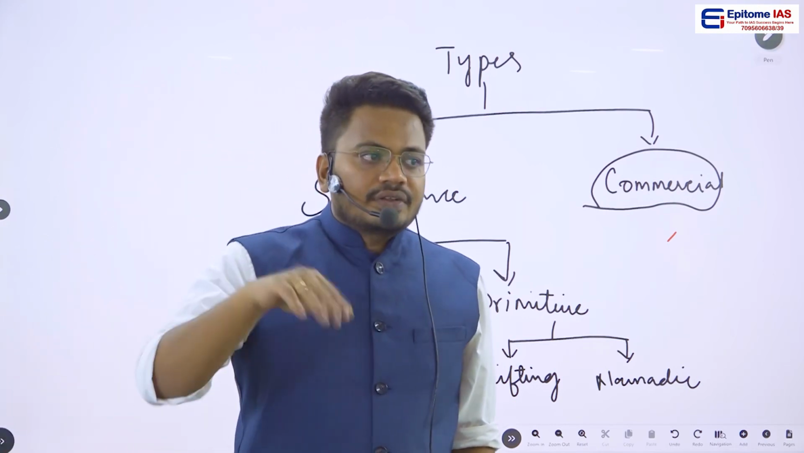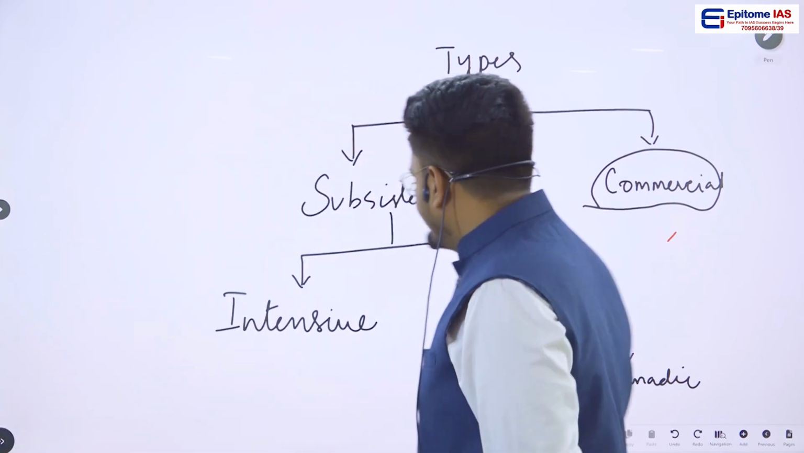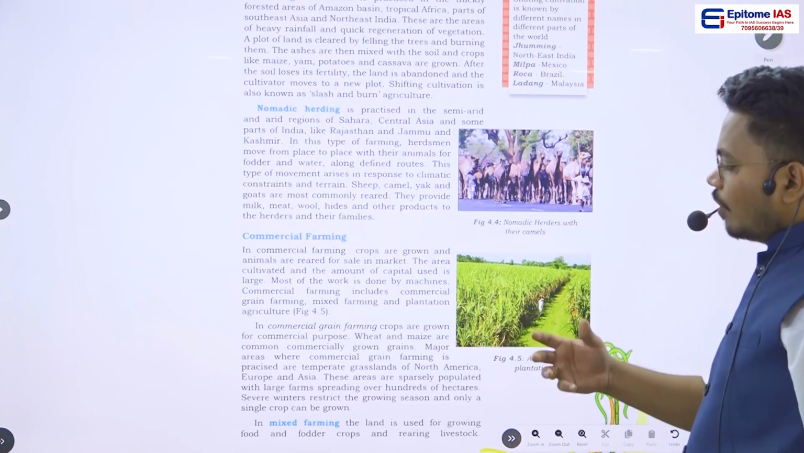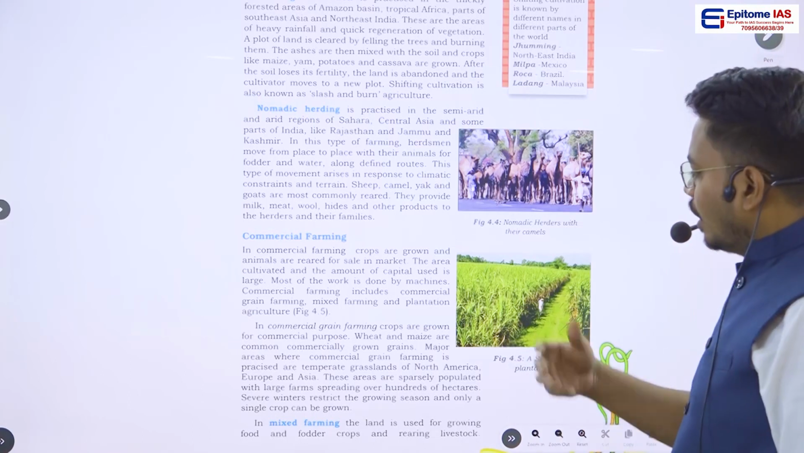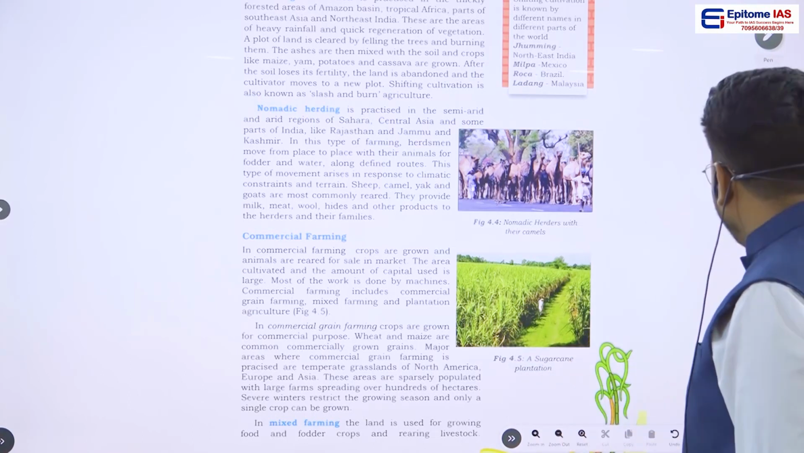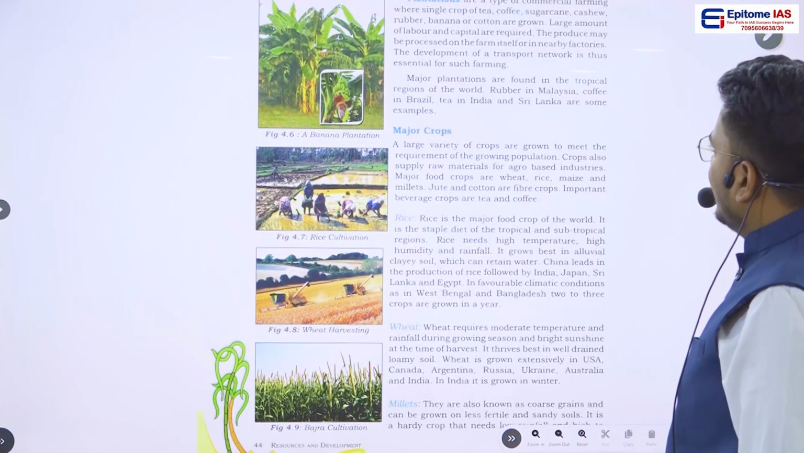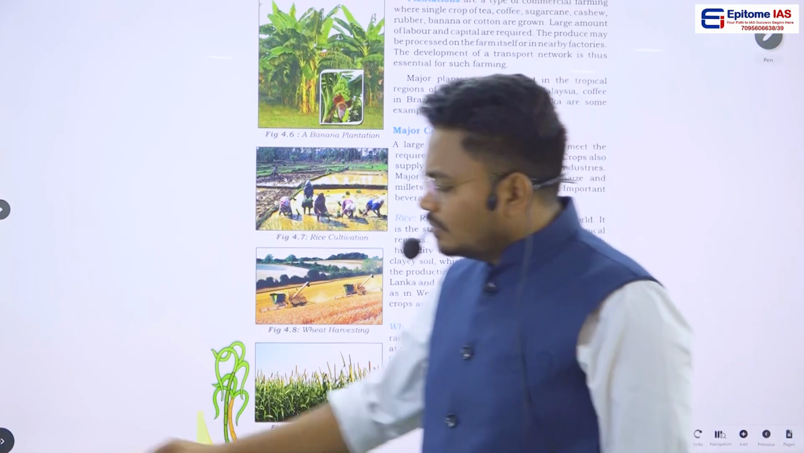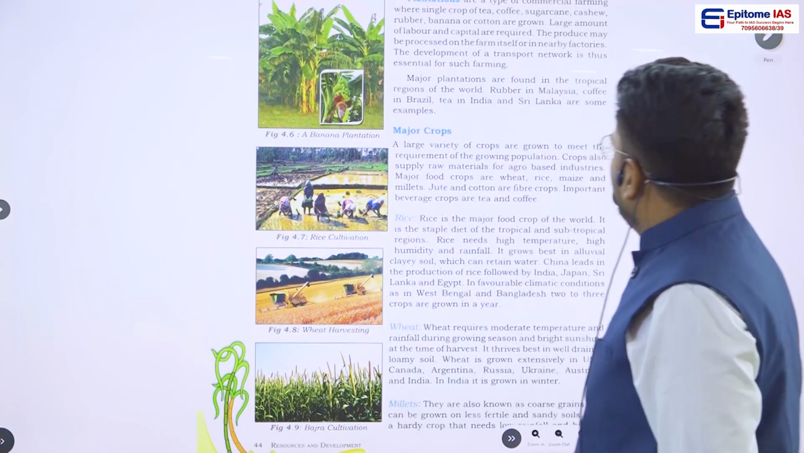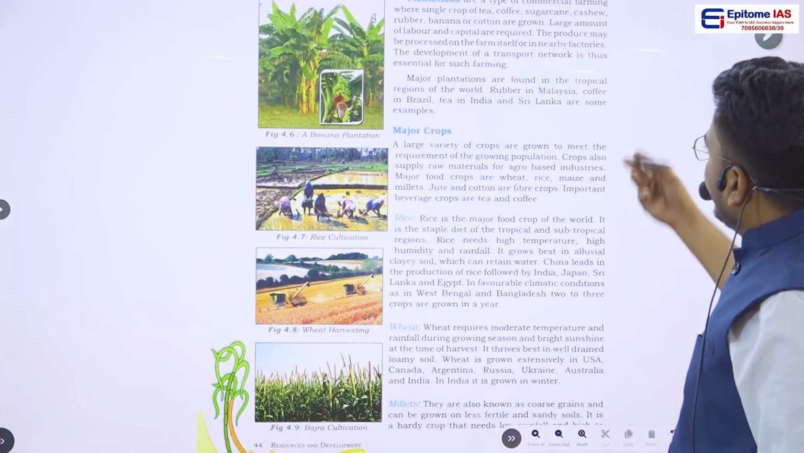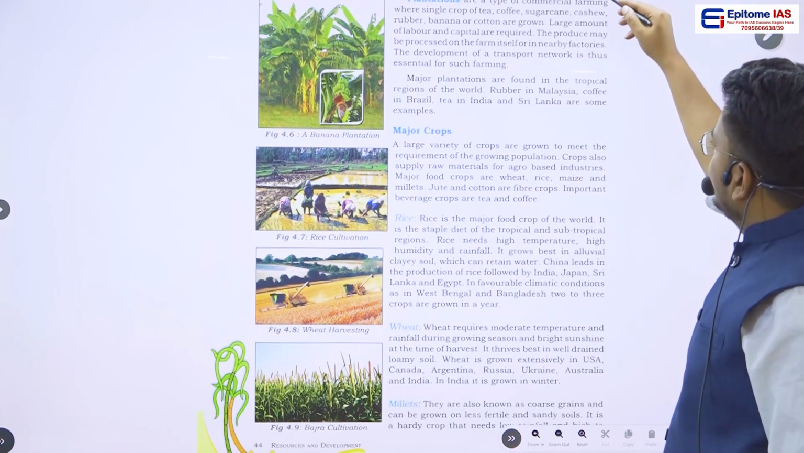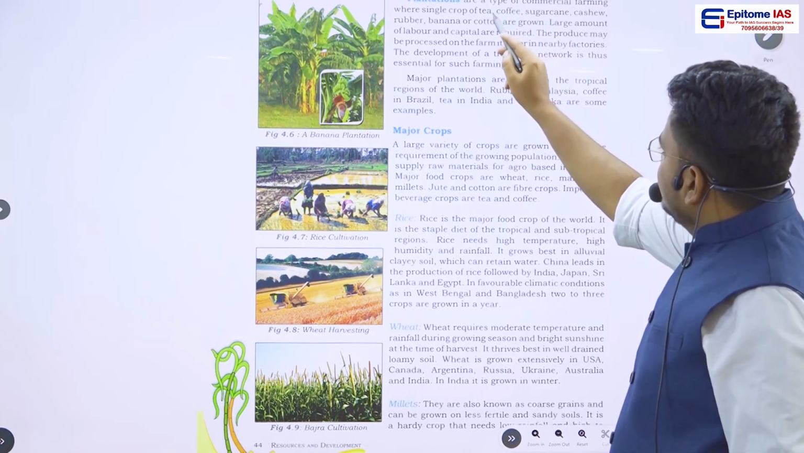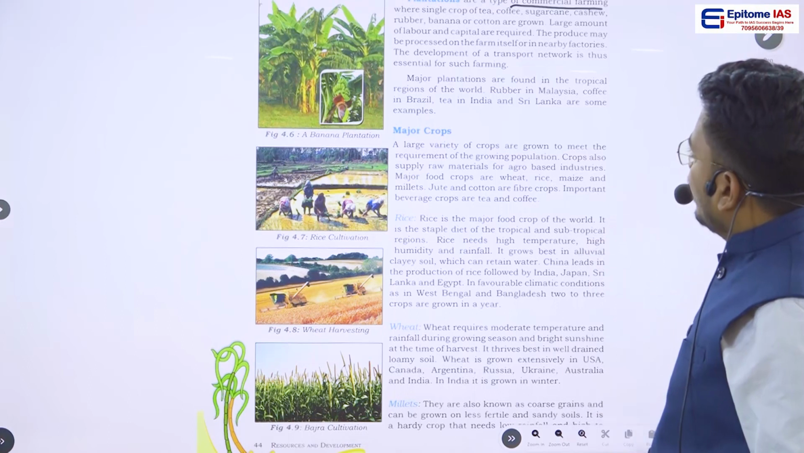Okay, and after that we have mixed farming. See, in mixed farming, along with the crop, along with the food, rearing of livestock also happens. This type we can see in Europe, Eastern USA, Argentina, Southeast Australia, New Zealand and South Africa. Then plantations. Plantations are one of the examples of commercial farming.